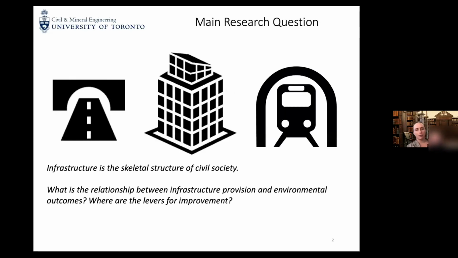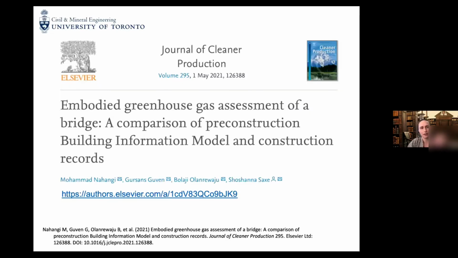So, just a bit about me. I'm a professor in civil engineering at the University of Toronto. And in my research group, we broadly ask questions about what's the relationship between the infrastructure we build and our environmental outcomes, and where can we do better. We both look at questions of what we should be building and how we should be building.